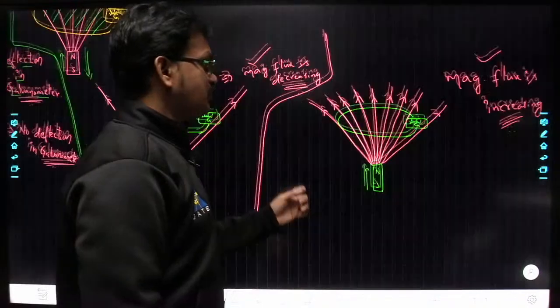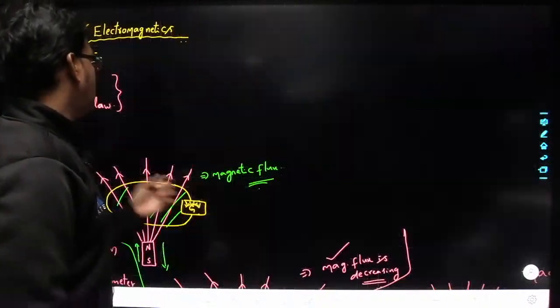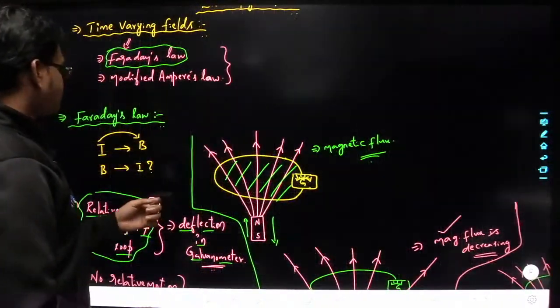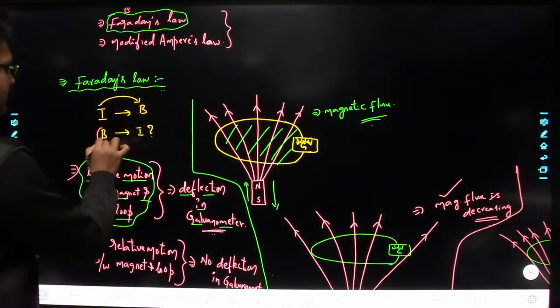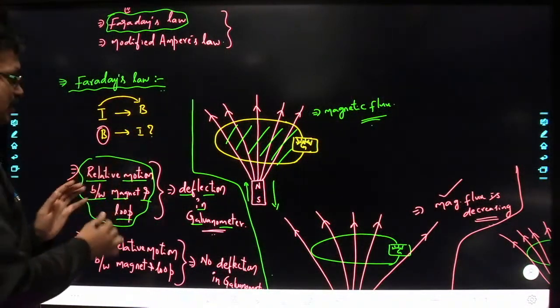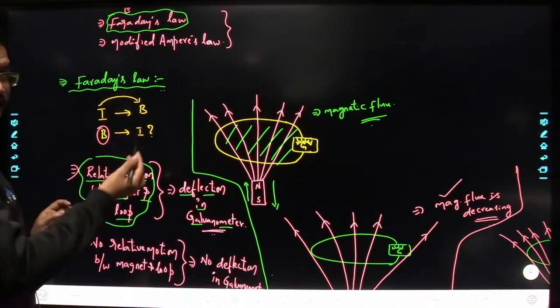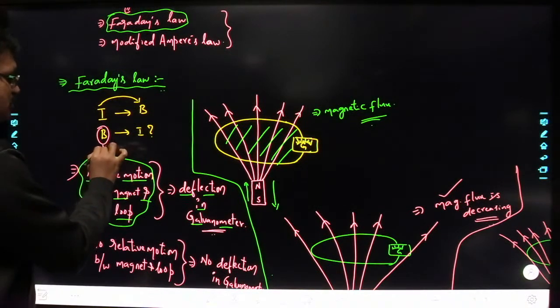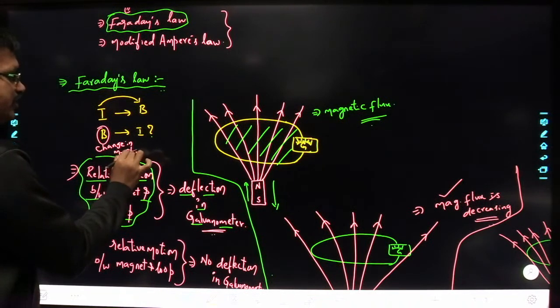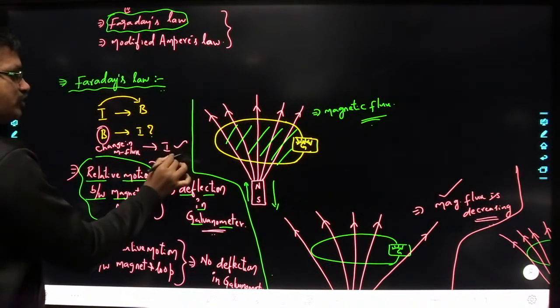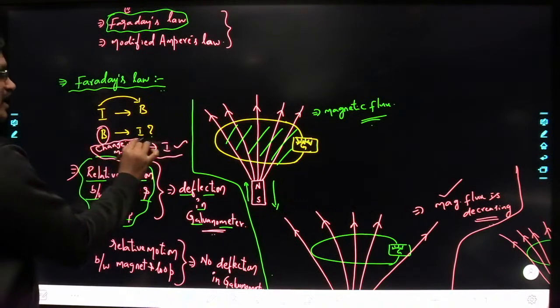Understood? Okay, so finally he concluded that if you have only a magnetic field, it is not going to produce any current, but if there is a change in magnetic flux, then it is going to cause the current. So this is what he has concluded.